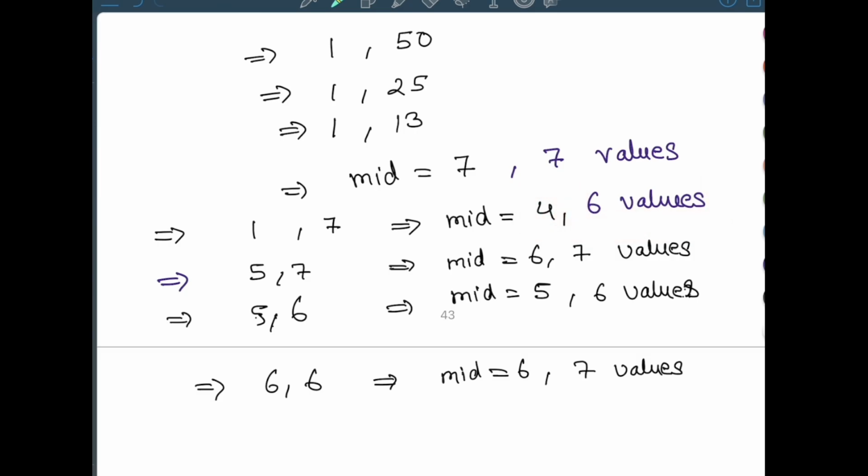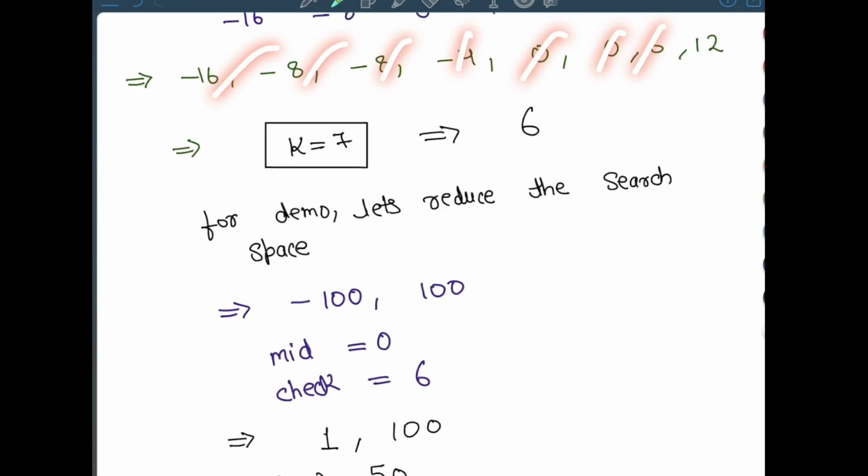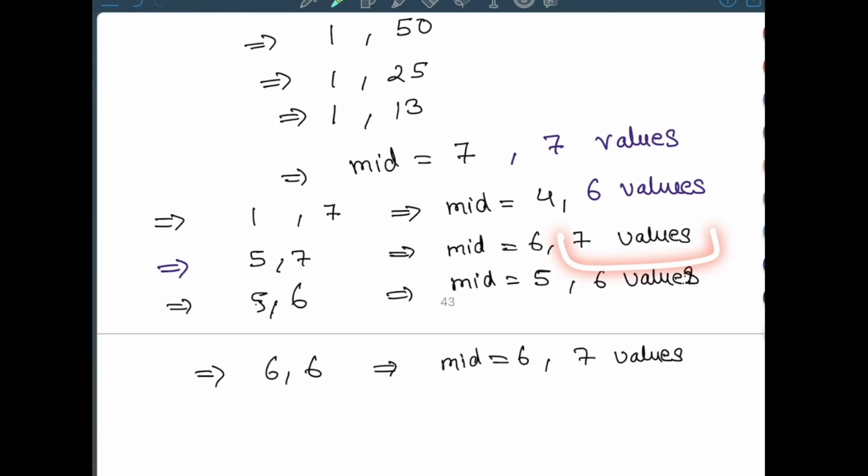Okay, let's make the left mid plus 1. So mid is 4, left is 5 now. What is the mid value of 5 and 7? It is 6. For 6, the value is again going to be 7. That is, if I'm saying my answer is 6, how many values do I have which are less than or equal to 6? It is 1, 2, 3, 4, 5, 6, 7. We have 7 values. Okay, fine. My mid is 6 now.